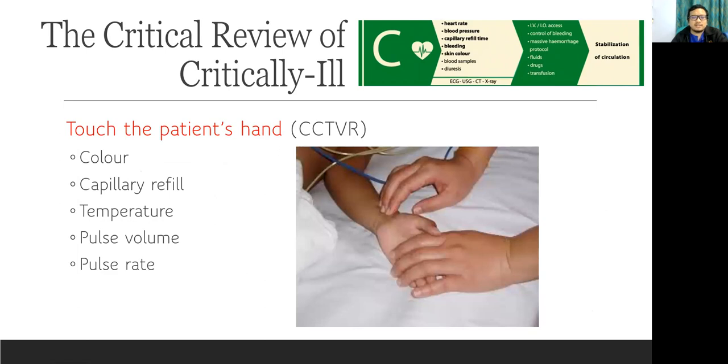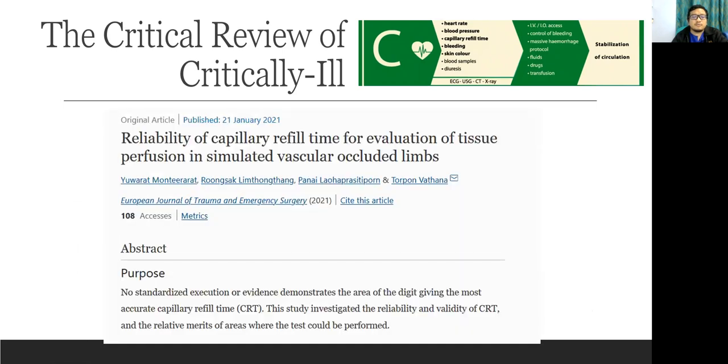So when I said CCTVR is the most important thing, it's color, capillary refill, temperature, pulse volume, and pulse rate. This is the most important thing that we always do every day in ICU. Okay, so capillary refill time is very important. So where do we do the capillary refill time? Is it the finger, palm, nail, where?